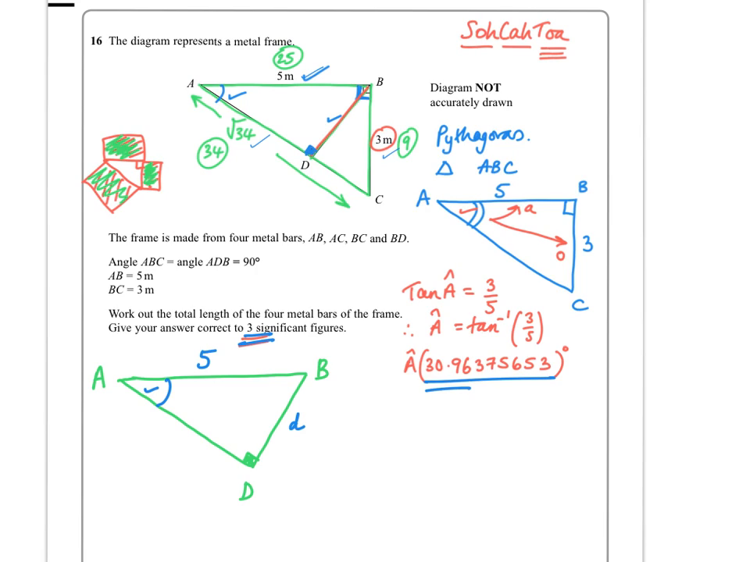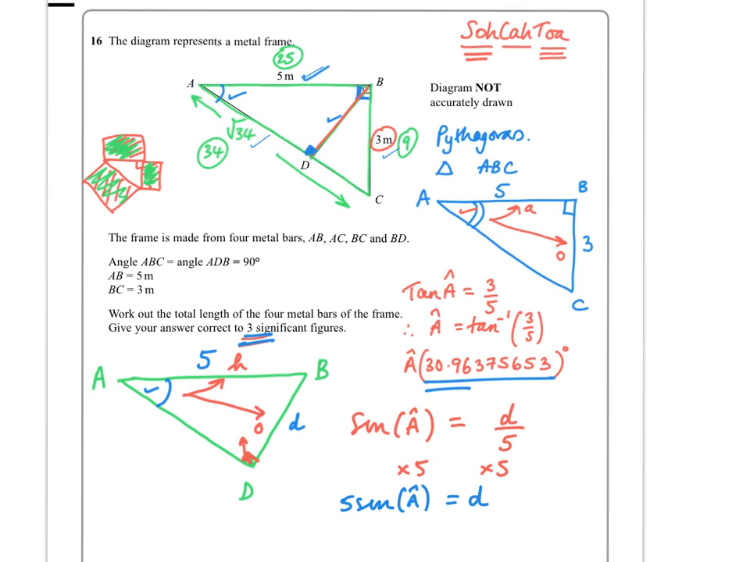So we'll call this length D, and then we'll look carefully. We want to use the opposite, and then now the hypotenuse. Don't forget, hypotenuse always opposite the right angle. So we've got the sine of angle A, which we know is equal to opposite over hypotenuse. So if we times both sides by 5 to get rid of this denominator here, then what we'd be left with is 5 sine of A, which we already know, is equal to D.